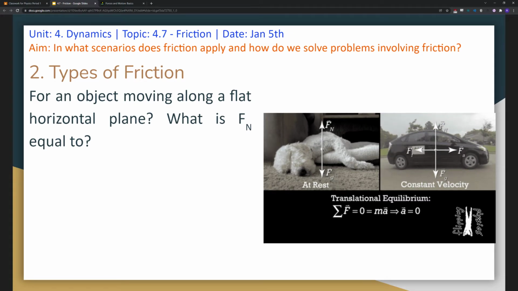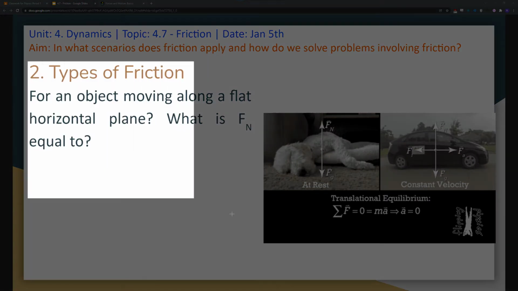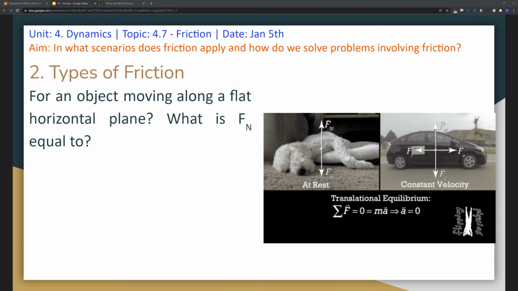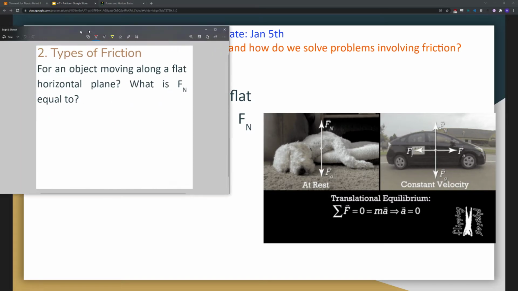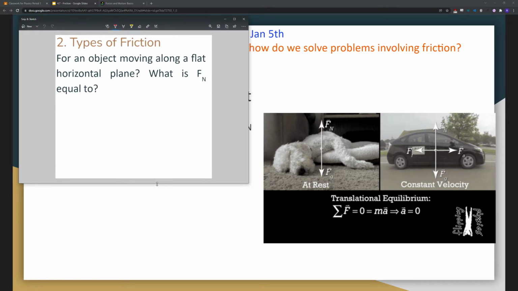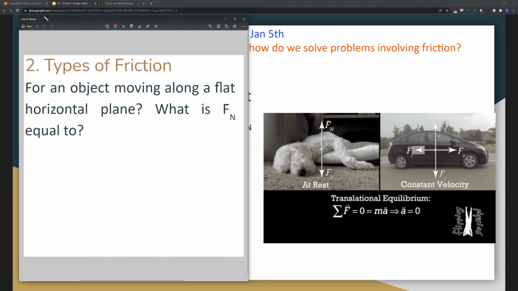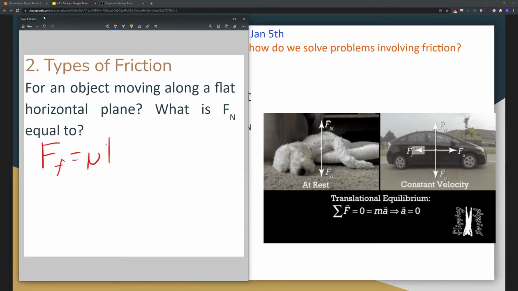And so now we get to the first question, for an object moving along a path. In the friction formula, you should have seen that your force due to friction is equal to mu Fn, and mu is something you can just get from our reference table. But what is Fn equal to?